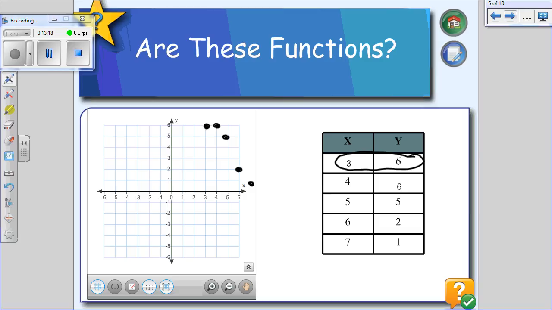Before you even draw it, if you just looked at your x column, it doesn't have any repetitions. It's going to be a function, because that's the other thing we said: if the x value doesn't repeat, you have a function. Does our x value ever repeat? No. You have yourself a function.